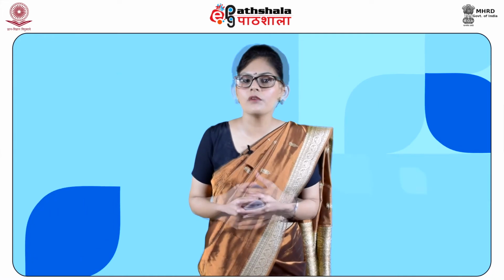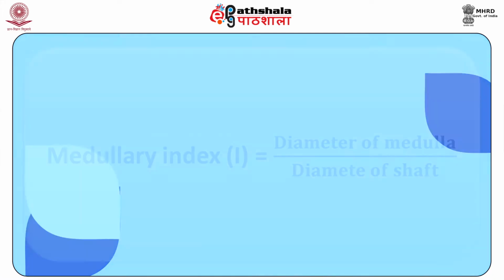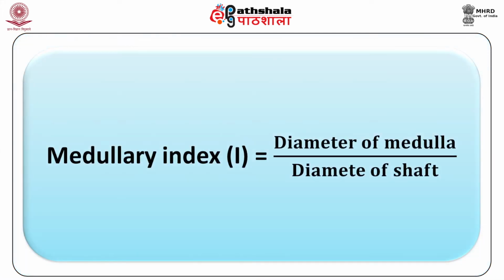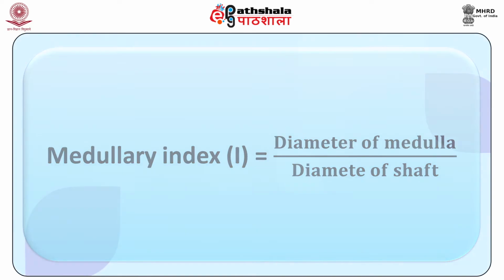Estimation of the width of medulla in hair is done by calculating the medullary index. It is the ratio of the diameter of medulla to the diameter of shaft and is represented by capital I. For example, medullary index of human hair is 1/3. It is not necessary that all human hair will contain medulla.